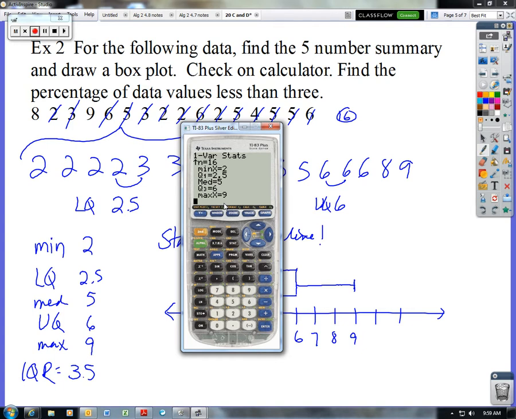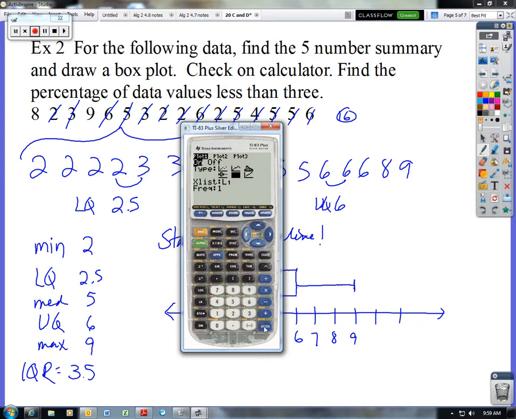Anytime you're doing that, it's going to be a stat plot. So it's up here, second y equals. And we need to turn on our plot, so we hit enter to turn it on. And then we arrow down. The box plot we want is this one here because you can see the median in there. I don't know what that other one is, to be honest. I've never used it. Hit enter.